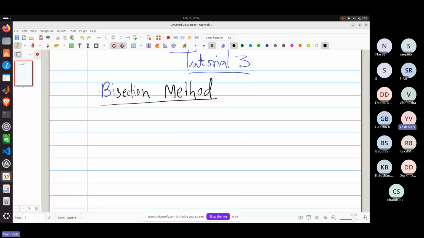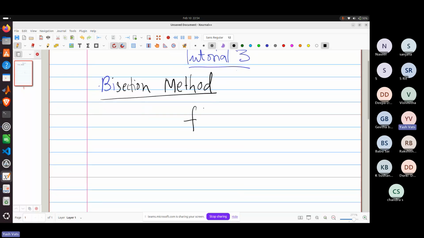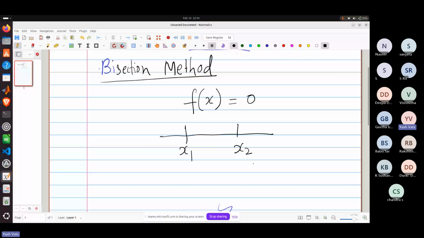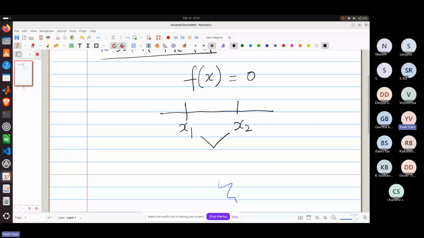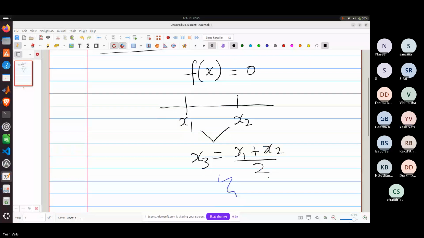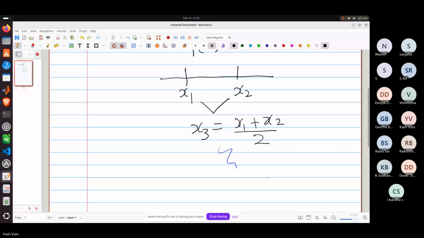Suppose you have a complicated function f of x equals 0 that I have already described. You start with some random values x1 and x2 and find the average between the two, which is x3, which is x1 plus x2 by 2. Then you calculate the values of f of x1 and f of x2.